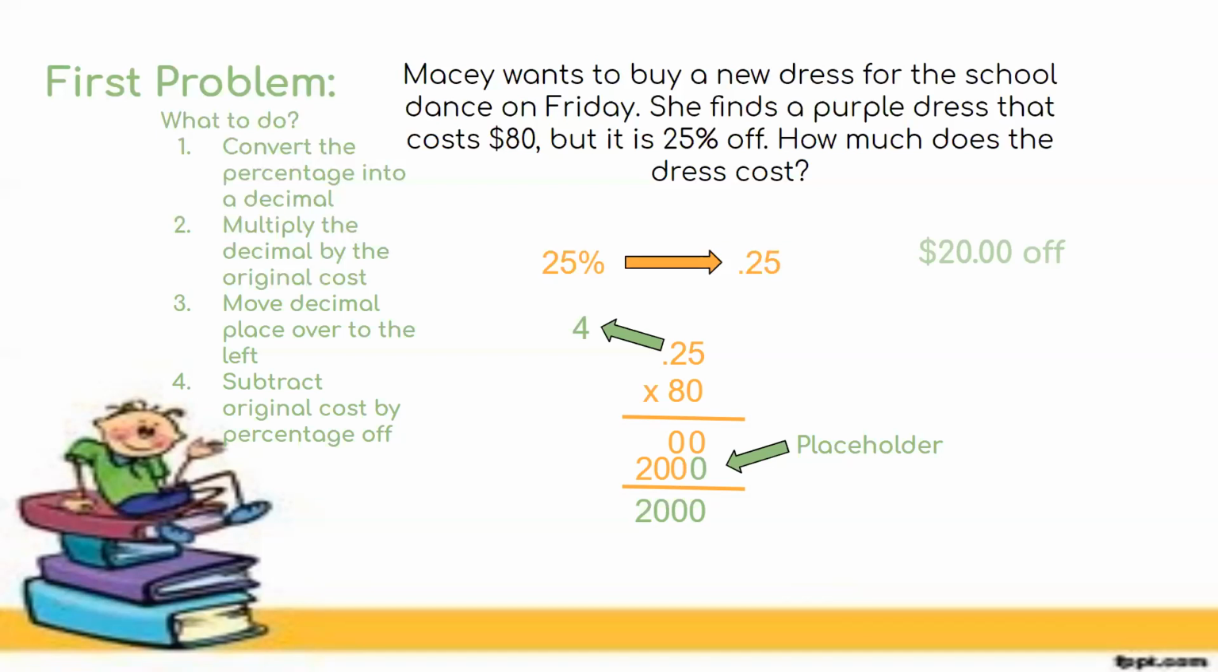So that $20 is just the amount off of 80. So now we have to do 80 minus 20. Not that difficult. It's pretty simple. There's no cents or change. So 80 minus 20 gives you 60. So your answer would be $60. The dress that Macy is looking at costs $60, and that's the sales price.